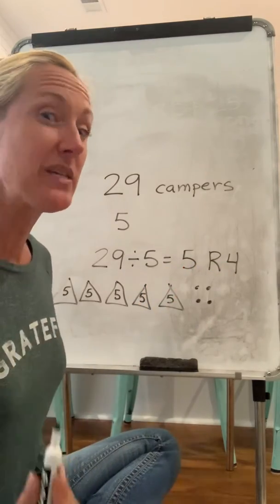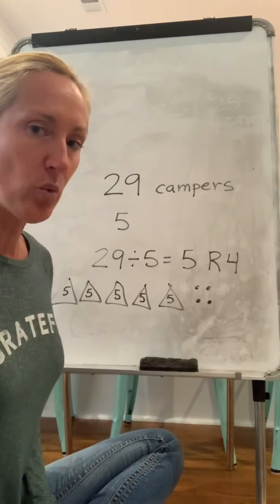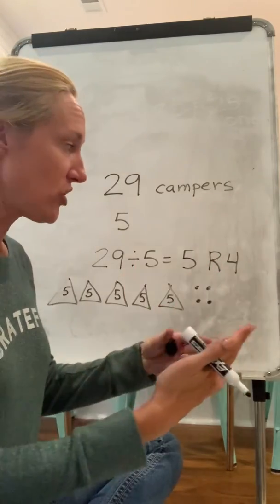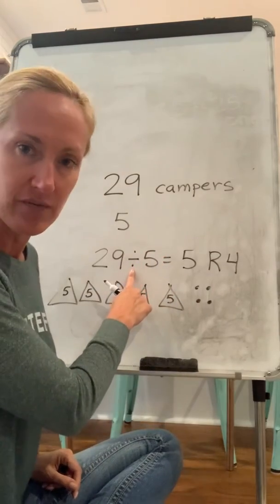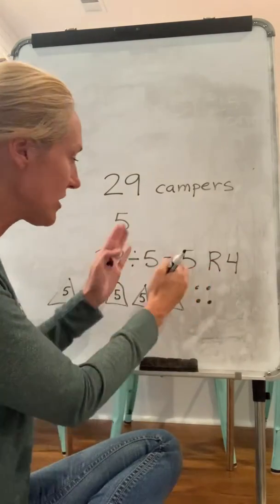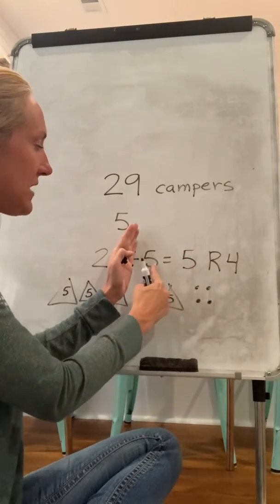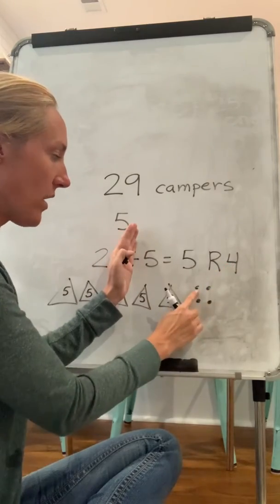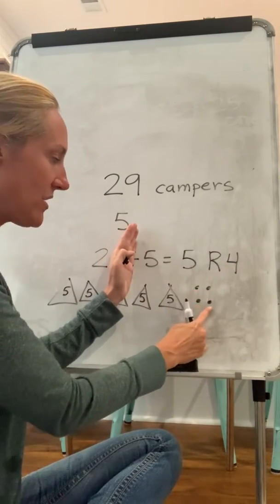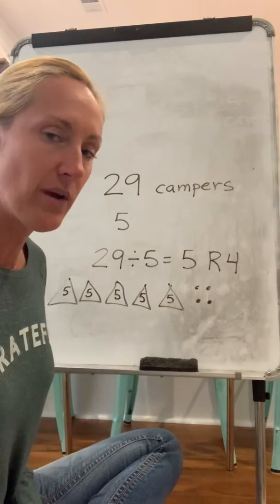And one thing you can do as a mathematician is check your work. And one way to check your work, like we've done with addition and subtraction, is to go backwards. So this was division. What's the opposite of division? Multiplication. So let's start with our answer and let's multiply. 5 times 5 is 25 plus 4 more. 26, 27, 28, 29. Till we get back to where we started? I think we did the right thing.